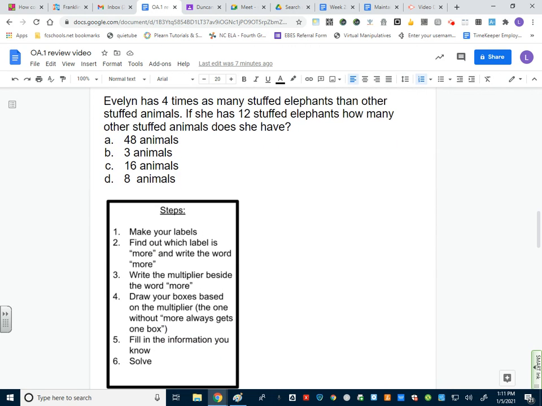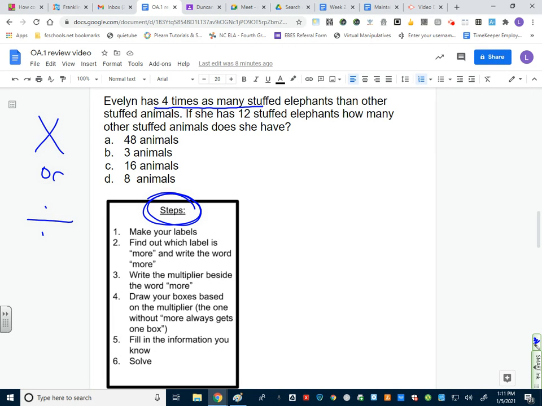All right, so now let's read another and decide, are we multiplying or are we dividing? It says Evelyn has 4 times as many. Ooh, times as many. So I know I'm either multiplying or dividing. But I need to draw a bar model to decide. That's why we draw the bar model. Sometimes we're multiplying and sometimes we're dividing. It depends on what we know and what we don't know.